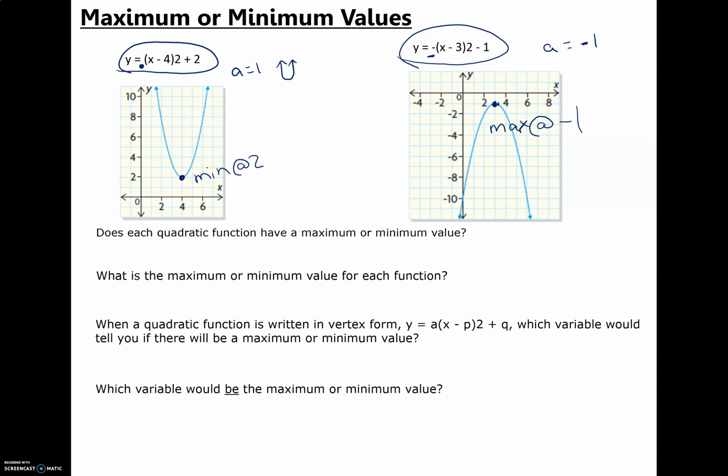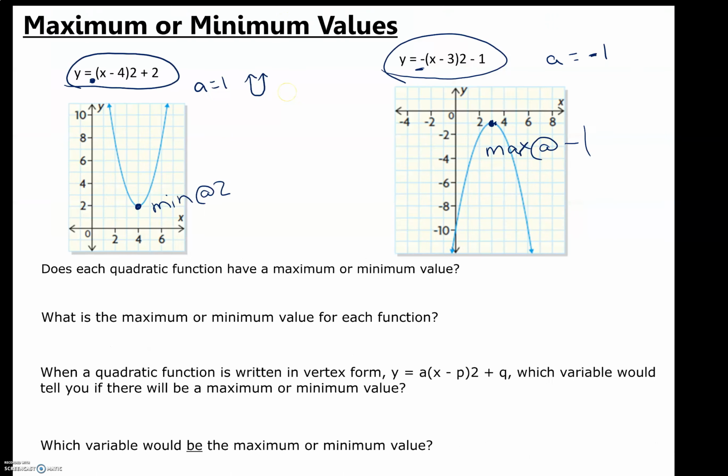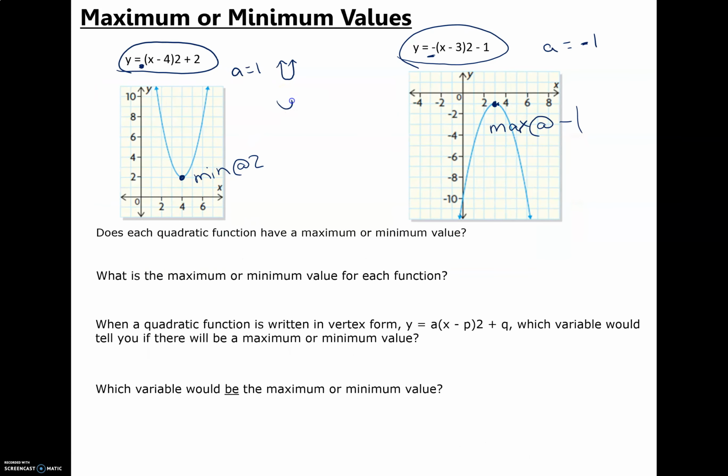And a way that I remember it is positive, happy, so this is like a happy face. Now in graph 2, we have a negative. A negative reminds me of being sad, so sad face. So it's a graph that faces down. That highest point is a vertex. On a graph that faces up, the lowest point is a vertex.